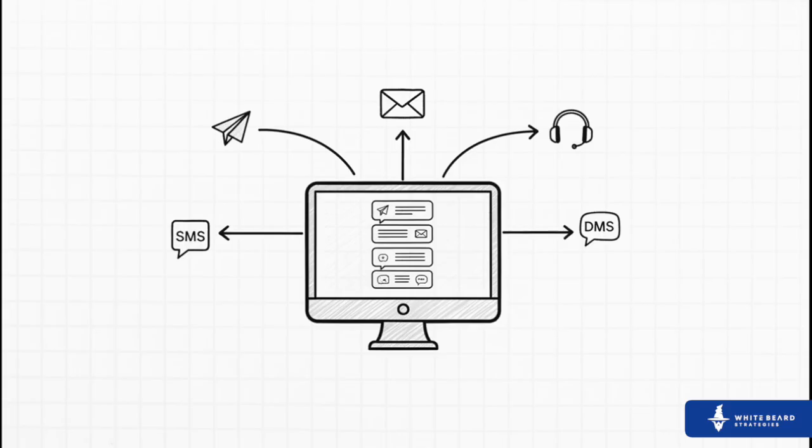GoHigh Level pulls every single one of those channels into one unified inbox. So when you're replying to an email, you can literally see the text message they sent you yesterday, all in one continuous thread. It gives you the full picture, which means your responses are way faster and way smarter.